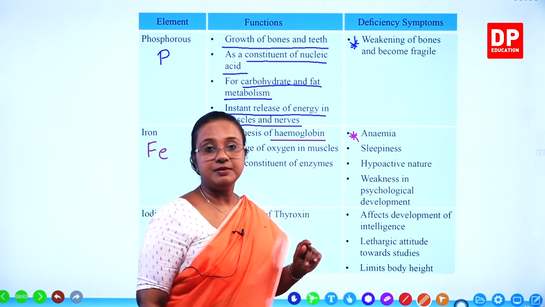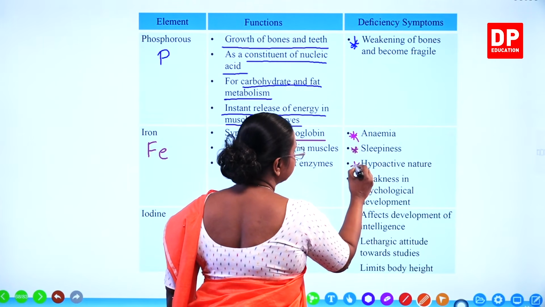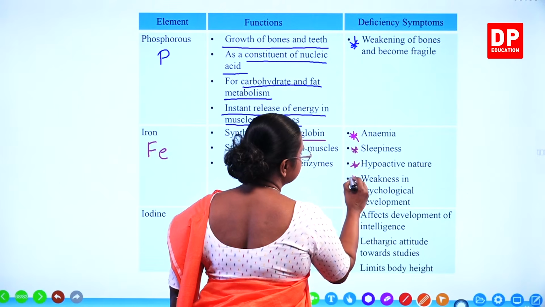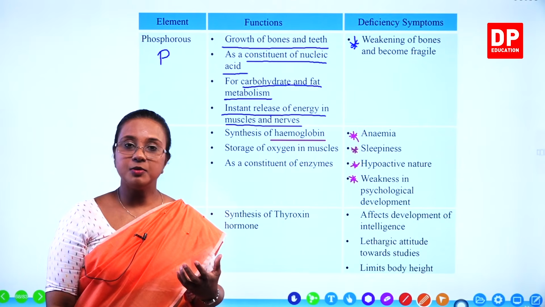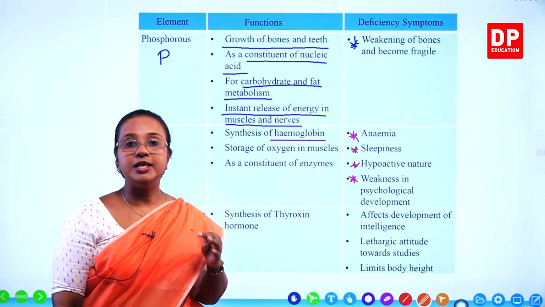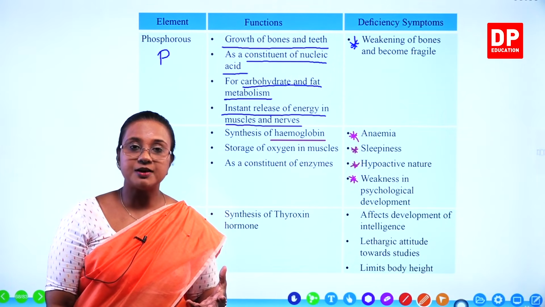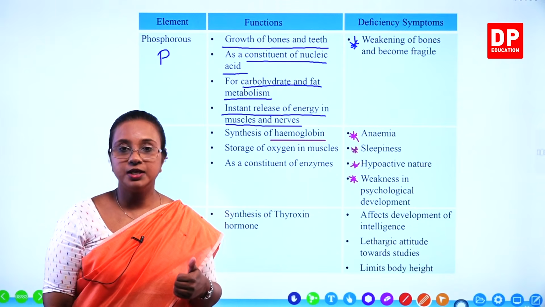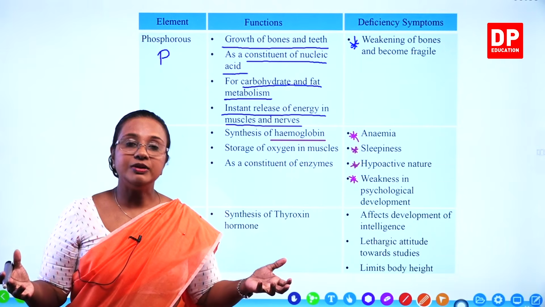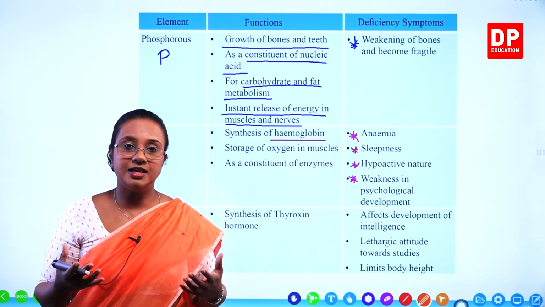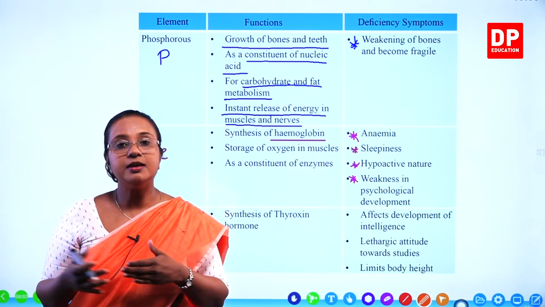Due to this anemia, we have certain symptoms: sleepiness, hypoactive nature, and weakness in psychological development. If you don't have enough iron, there won't be enough hemoglobin in the blood, so the amount of oxygen transported throughout the body will not be sufficient for the proper functioning of the human body. Therefore, you will feel sleepy all the time. You won't feel like doing work actively. You have a lethargic nature. You feel tired and you don't feel like moving. You don't feel like studying or doing sports activities.